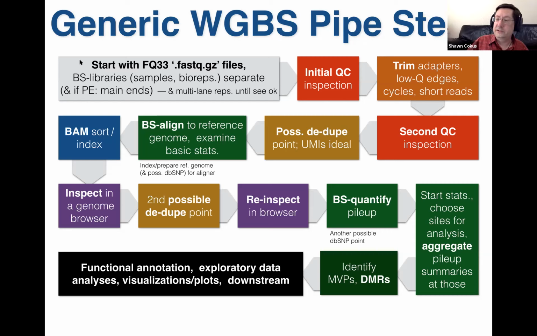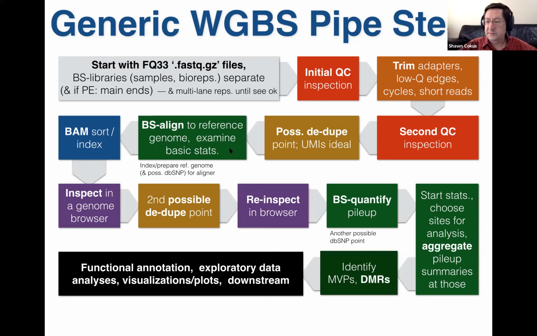Then if you did UMIs, this is a good point to do some dedupe. Otherwise, dedupe at this point is usually not done and is sort of difficult because it's an all versus all sequence comparison problem. Most people that do dedupe not via UMIs would do it after alignment. Then we're on to the green box here, which is the actual bisulfite alignment. That's very important.